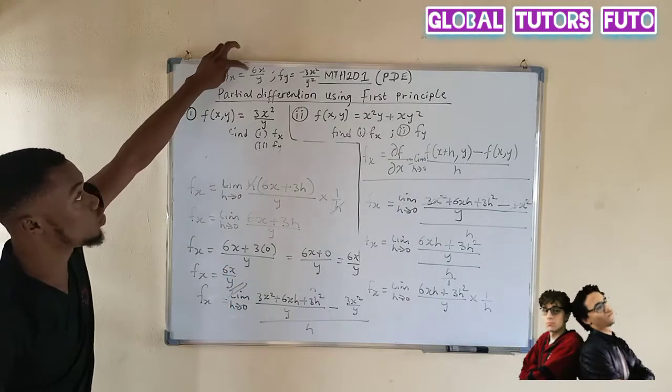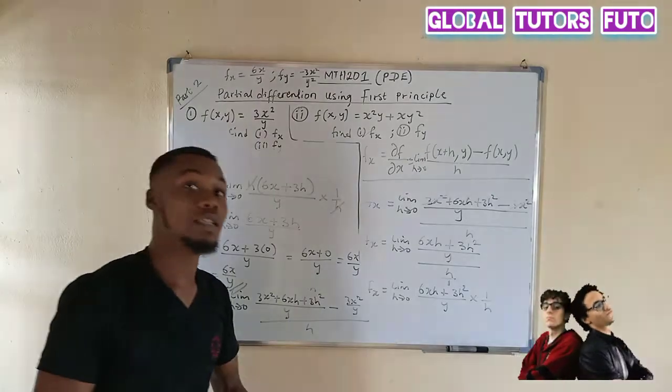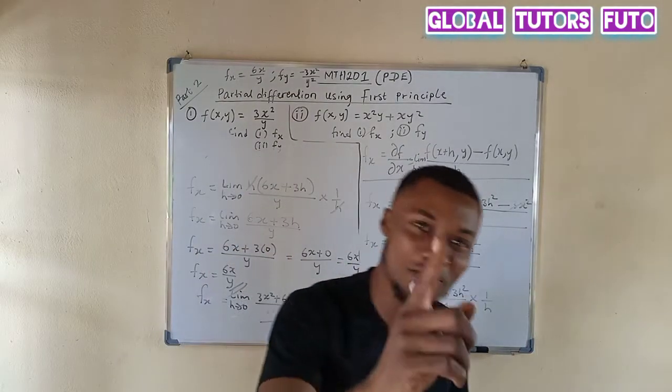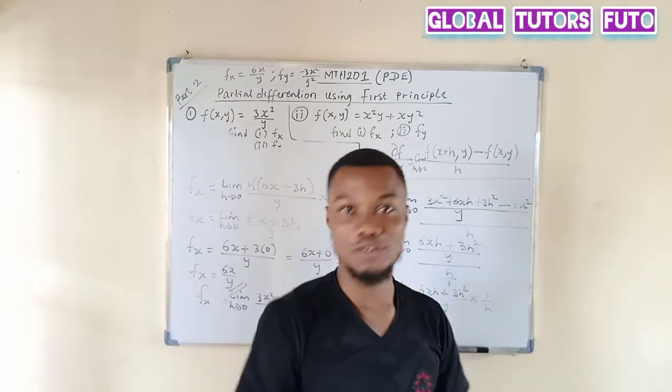If you compare with what we have initially, you find out that they are the same thing. Give to Caesar what belongs to Caesar. Give to God what belongs to God.